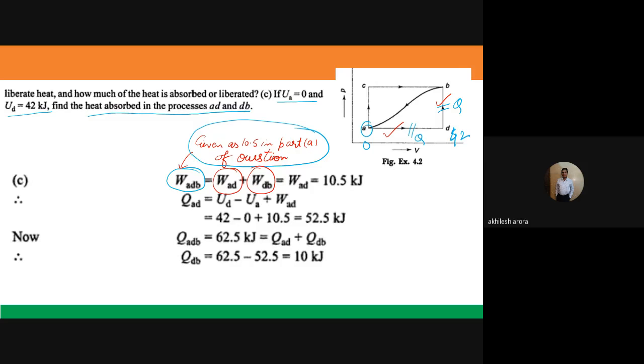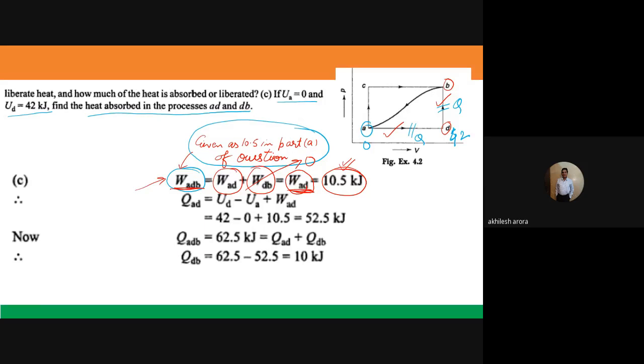Now if I talk about the process D to B, what is this process? Constant volume. So what is the value of W in this case? 0. So that means WADB should be equal to WAD. The work done during the path ADB is actually equal to AD only, which is 10.5. So for the process AD, I have the value of work available with me.